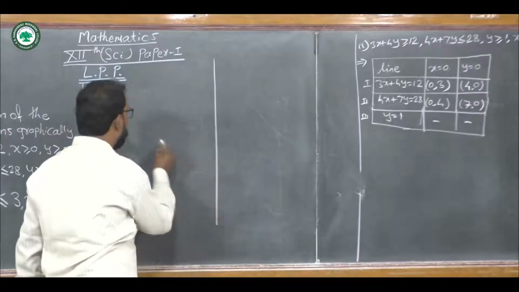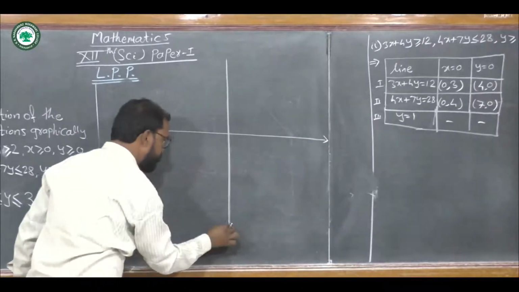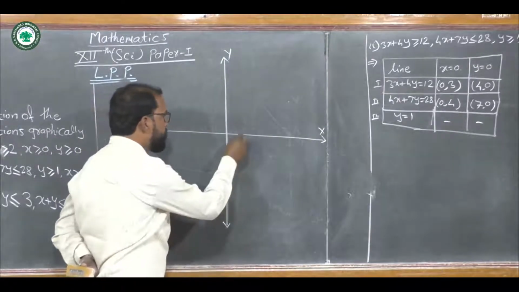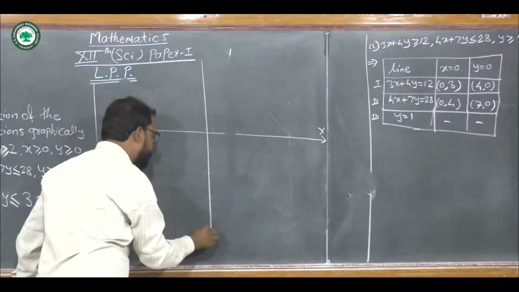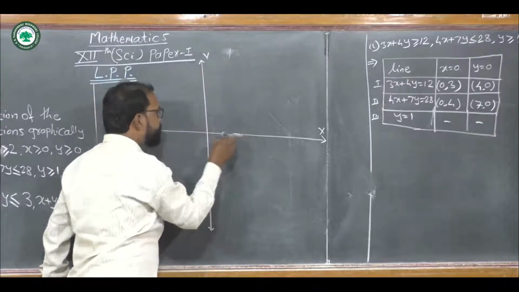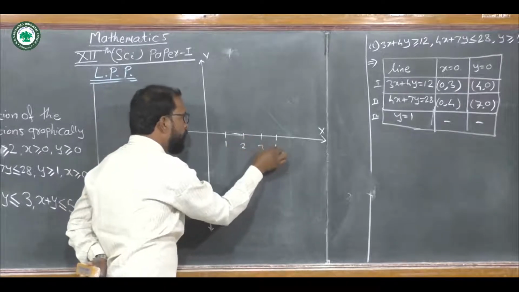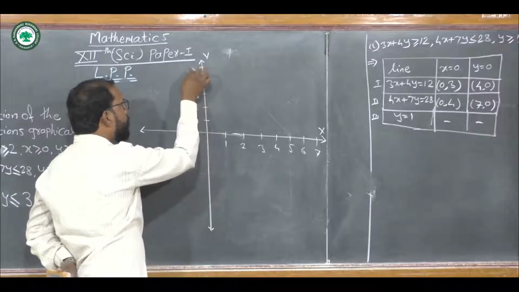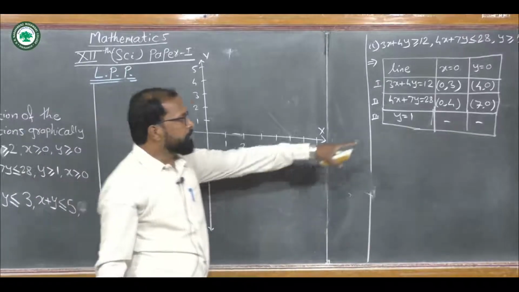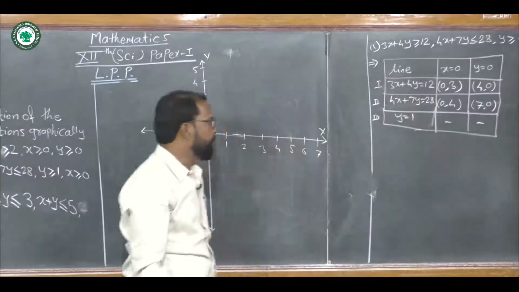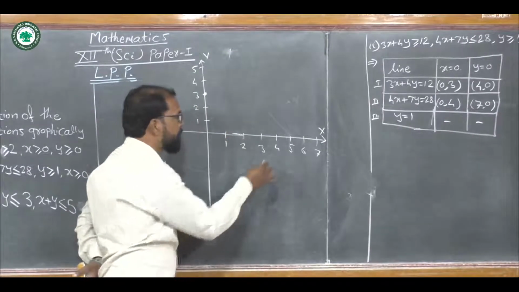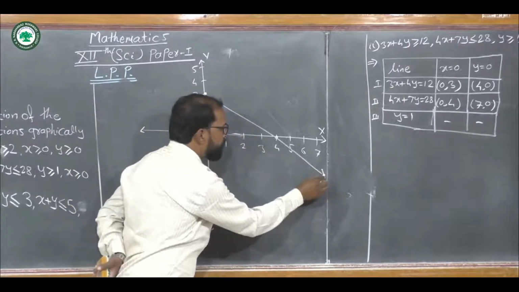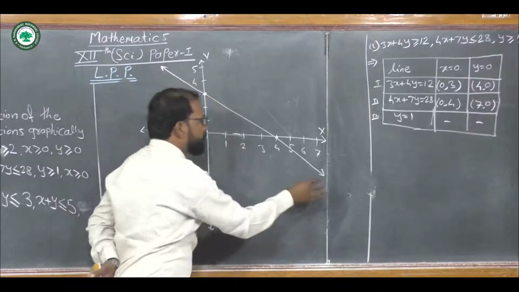Now, this is the x-axis, y-axis, and we take the points 1, 2, 3, 4, 5, 6, 7, and 1, 2, 3, 4, 5. Now, for the first line, the points are 0, 3 and 4, 0. Here, this is the point 0, 3 and the next point is 4, 0. Now, by connecting these 2 points, we draw the first line.